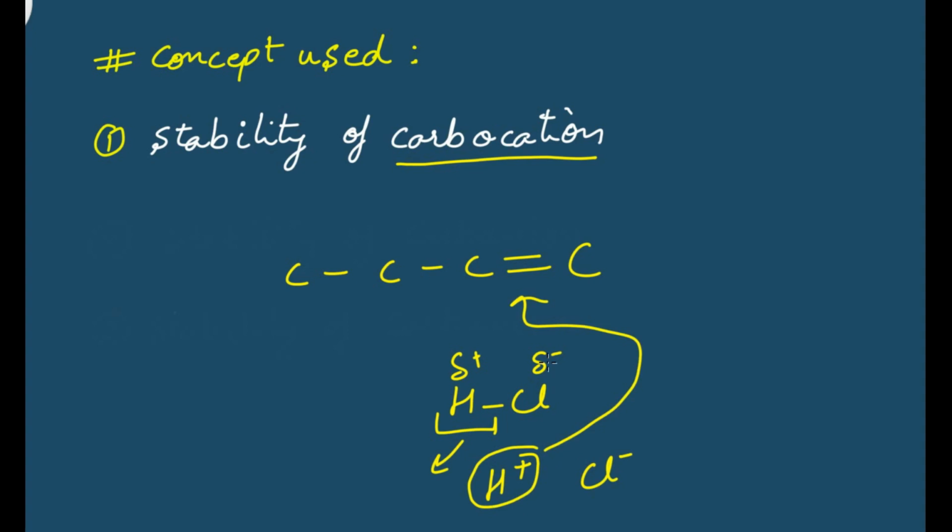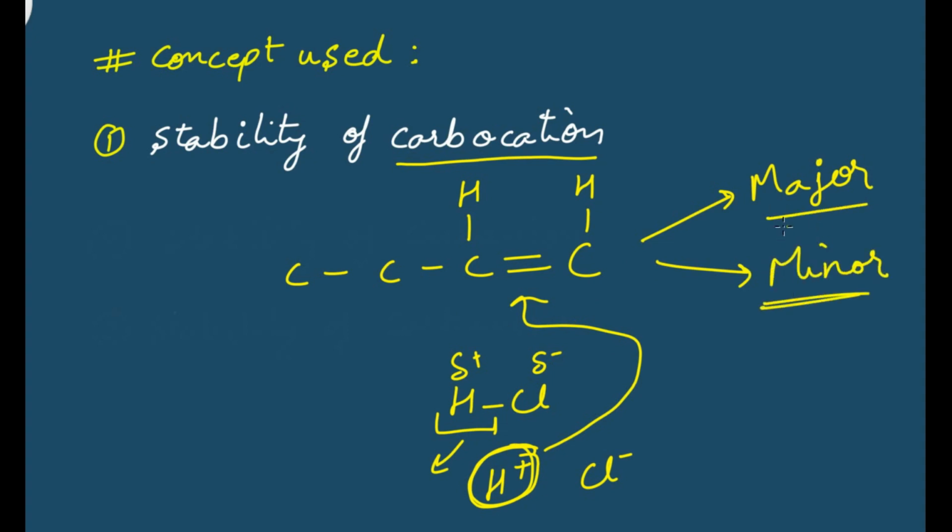electron rich center, right? Now there are two possibilities. Either the hydrogen can attach itself to this carbon or hydrogen can attach itself to this carbon. This particular hydrogen can attach itself to either of the two carbons. But in the reaction, there are two products which are obtained. One is the major product and the other is the minor product.